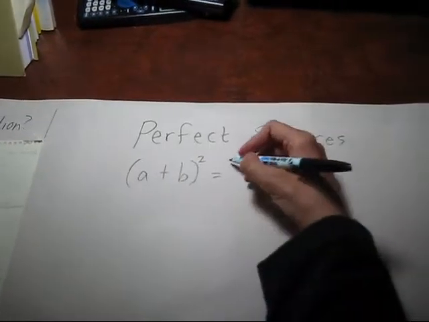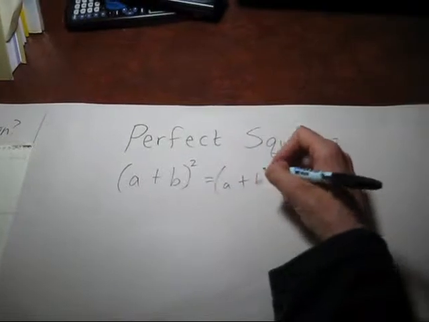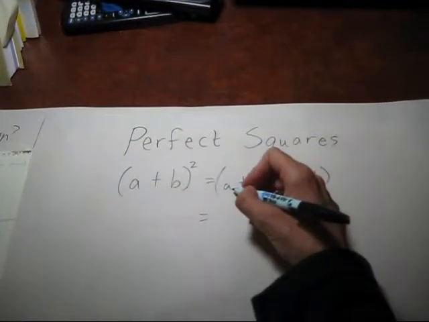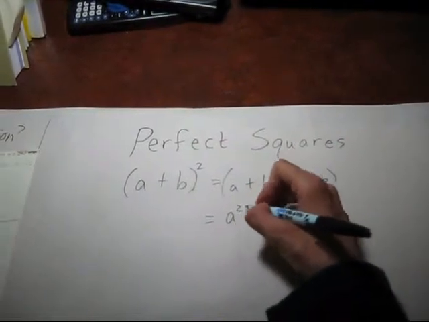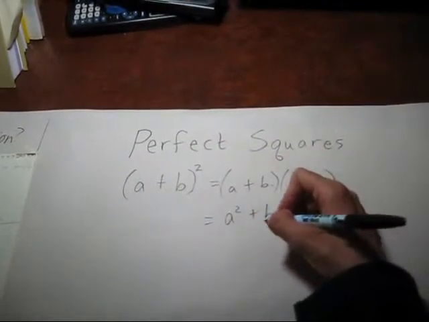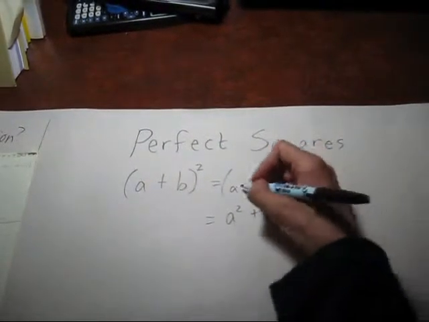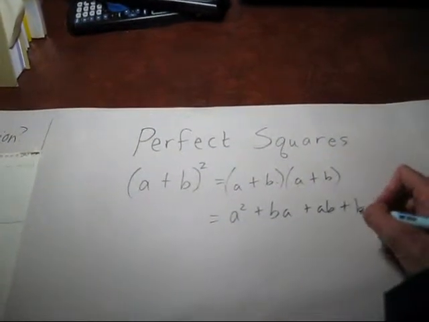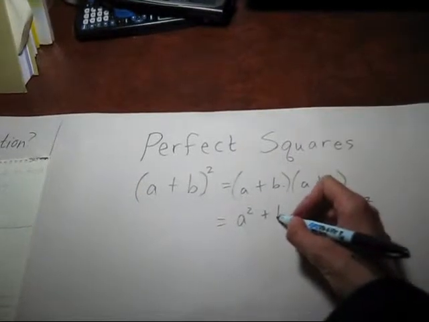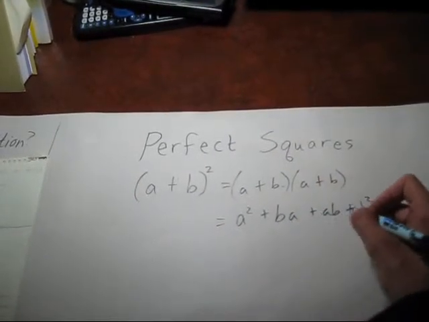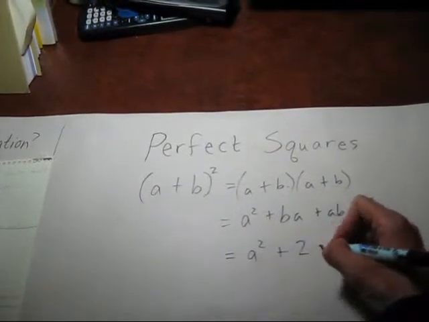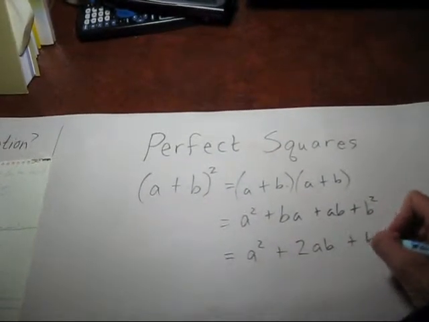Well, if you FOIL this, this really means a plus b times a plus b. So we're going to have an a squared, a b, a, and a b, and b squared. In real numbers, ba equals ab, so we end up with a squared plus 2ab plus b squared.